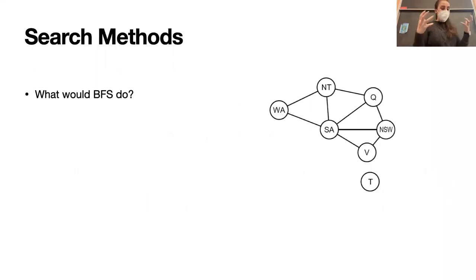So let's think how we're going to take the search methods that we already know and then apply them to these types of problems. And again, I'm going to be going back and forth between different examples because there are many ways to think about a constraint satisfaction problem. So we're going back to the Australia example. Let's think of what we would do for breadth first search. If I gave you this problem and I say, I want you to do coloring on this example, what would breadth first search do?